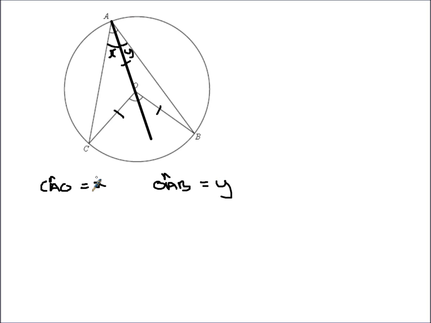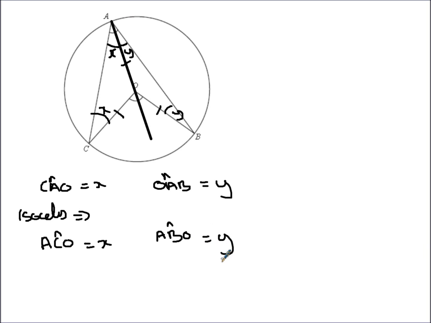Well, they're isosceles, so that implies that this angle down here has got to be x, and this angle here has got to be y. So ACO has got to equal x, and ABO has got to equal y.